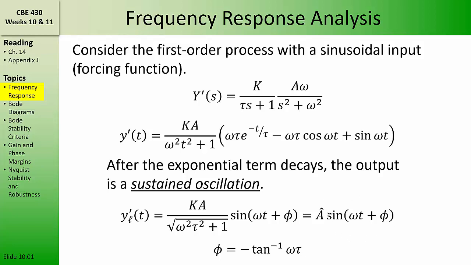The frequency of the sustained oscillation is equal to the frequency of the input forcing function. And the phase angle describes how much out of phase the output is from the input forcing function. And that phase angle is minus the arctangent of omega tau.